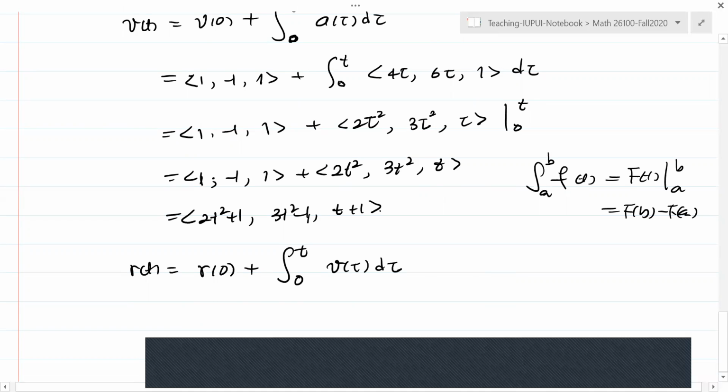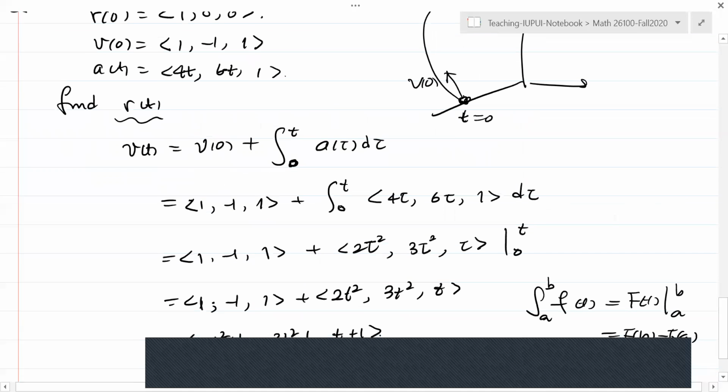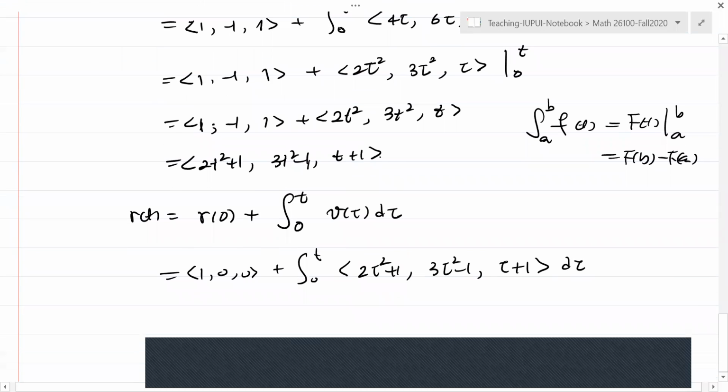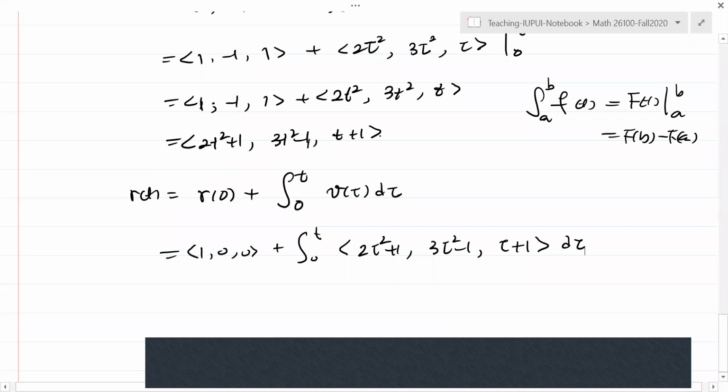Then I already have this formula, and what is r there? It's going to be (1, 0, 0). And assuming this computation is correct, I'm going to put t squared minus 1, and tau plus 1, and b tau. The reason I changed to tau is just because it looks like a t, but this should be different from the endpoint of the integral, which is t, from 0 to t. Otherwise it's confusing. You can change it to another variable inside the integral.